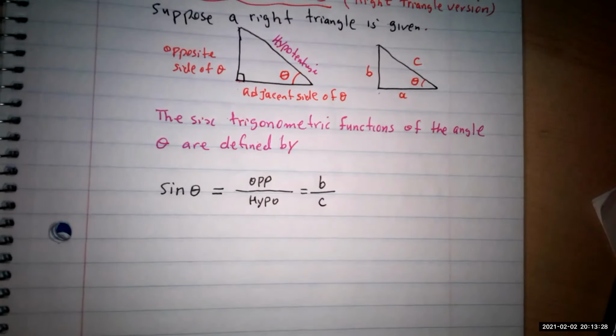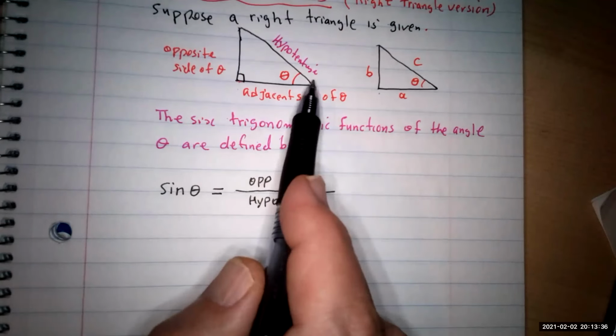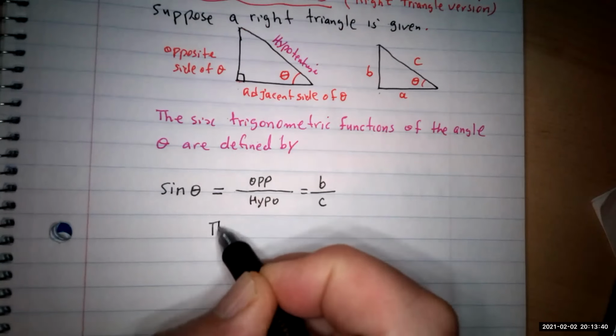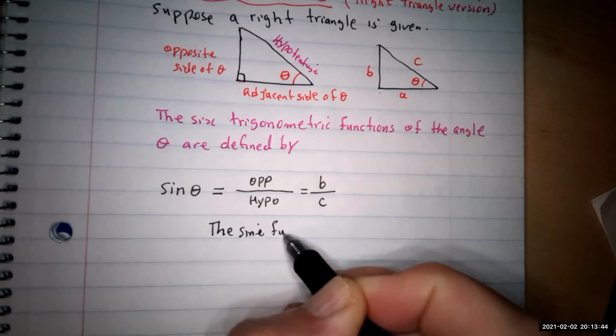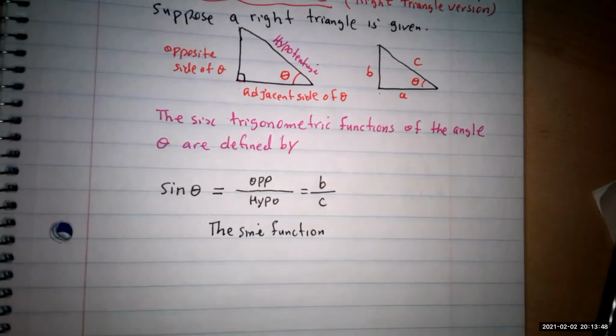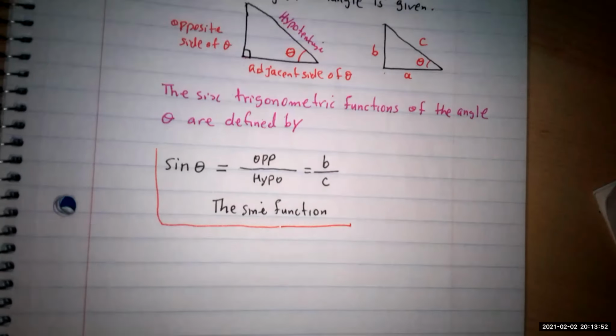Any question? So the ratio of the length of the opposite side divided by the hypotenuse, this is called the sine function. That's the first one. Any question? That's sine.